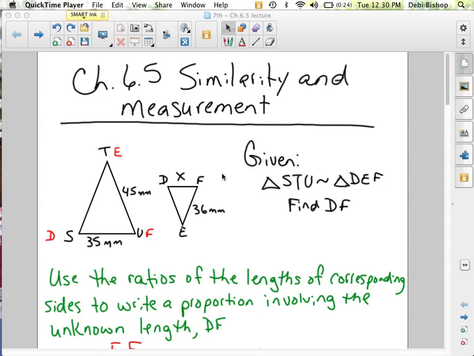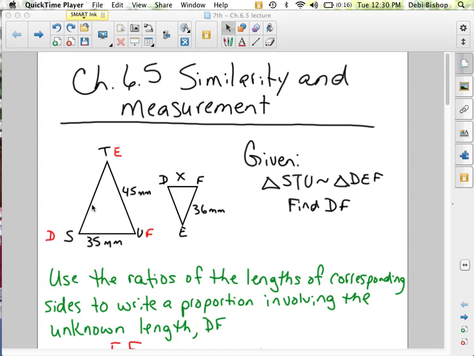Hello, 7th graders. We're going to talk about Chapter 6, Section 5, Similarity and Measurement. So we're going to go off of more with our ratios and comparing two similar figures. Now we're going to try and find out what our ratio is, set it up as a proportion, and solve for our missing factors. So let's do some examples. That's the best way to do this.